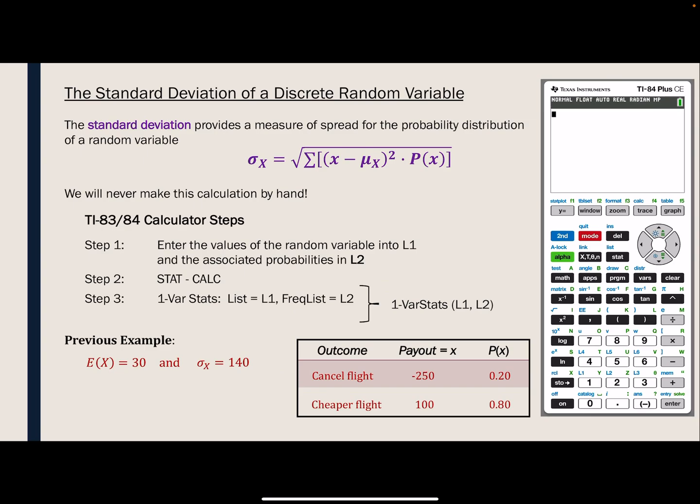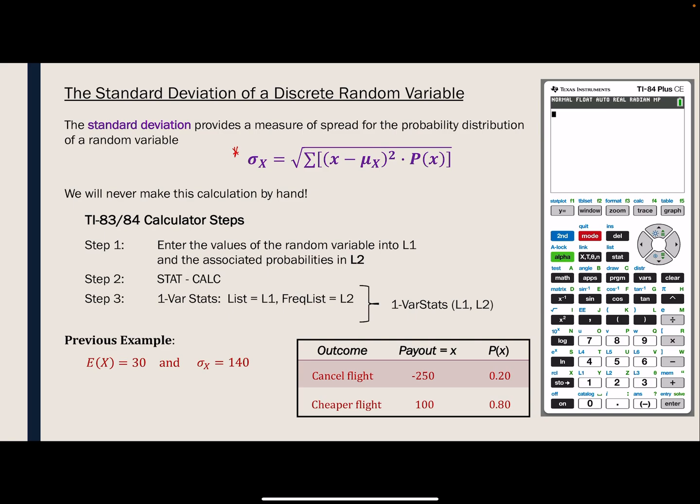So we also like to use the standard deviation of a discrete random model so that we can talk about exactly how spread out the expected values are according to their probability. And this is the formula for it, but I don't ever want you to use that formula because we will never make this calculation by hand.